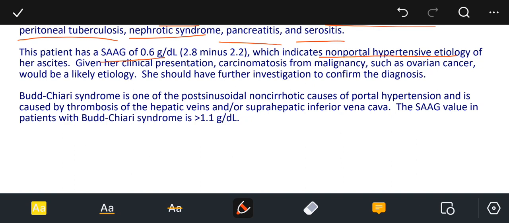Given the clinical presentation, carcinomatosis from a malignancy such as ovarian cancer would be a likely etiology. So she should have further investigation to confirm the diagnosis. Budd-Chiari syndrome is one of the post-sinusoidal non-cirrhotic causes of portal hypertension and is caused by thrombosis of the hepatic veins and/or suprahepatic inferior vena cava. The SAG value in a patient with Budd-Chiari syndrome is more than 1.1 grams per deciliter.